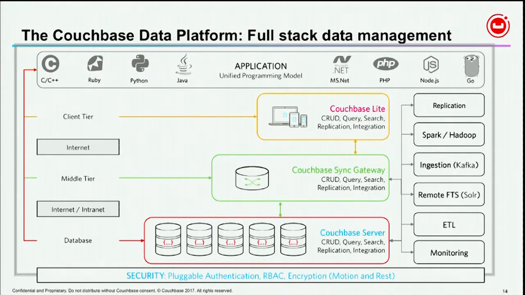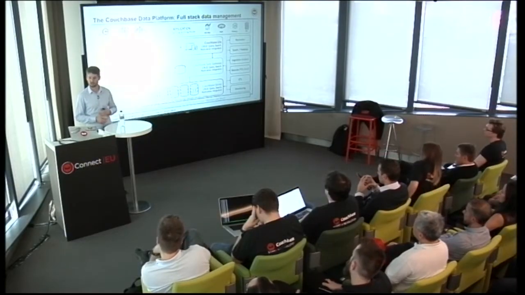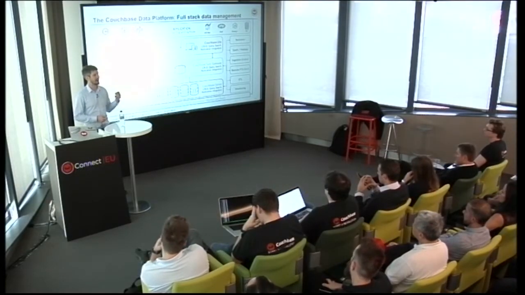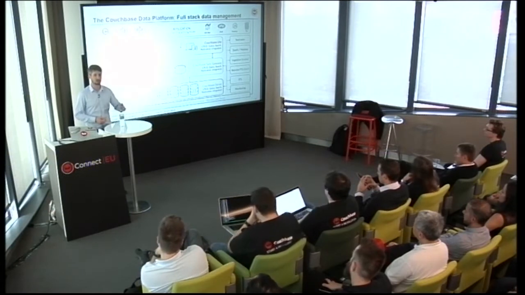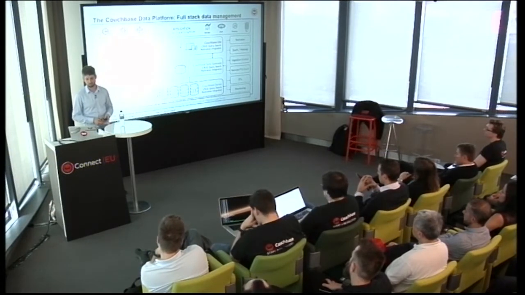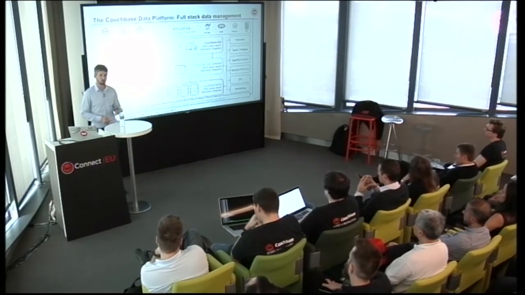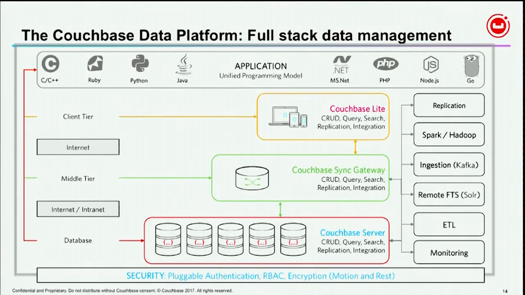So we have security with role-based and pluggable authentication, authorization, and encryption all the way from the edge back into the data center. And so we're going to start looking at some of the pieces of how this actually works and how you might interact with it. We're going to focus mostly on Couchbase Server for today's discussion. There are other sessions and a lot more discussion to be had about the other layers.